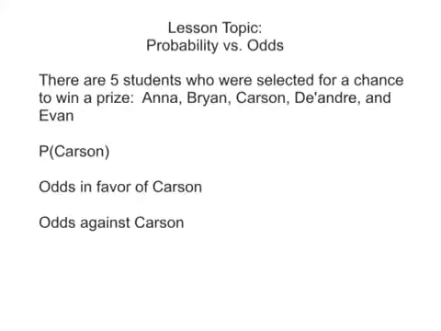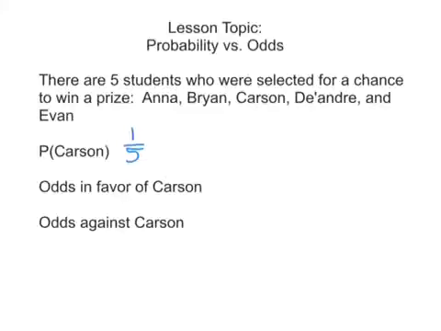So, how many students are there altogether? There are 5. And how many ways could we choose Carson? 1. So the probability is 1 out of 5. Now, odds is different. You might have used the word probability and odds interchangeably in the past, but notice they are going to be different answers.